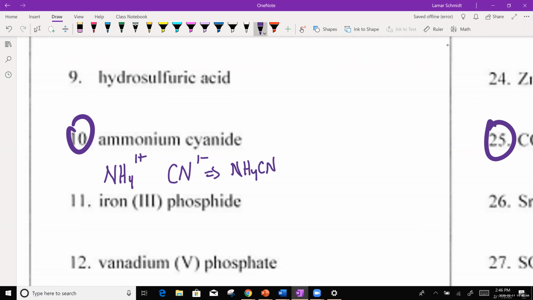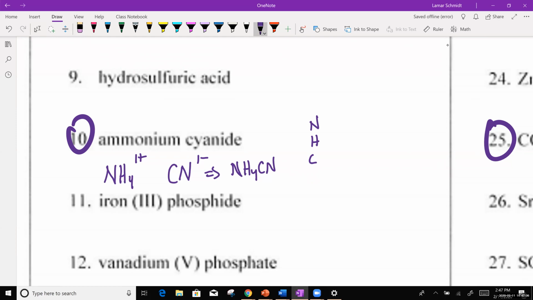Now you want to know what is the mass of 1 mole. All right. So what's in ammonium cyanide? You have nitrogen, hydrogen, carbon, and nitrogen. Whoa, we got nitrogen listed twice. What can I do with that? I don't need to list nitrogen twice, do I?